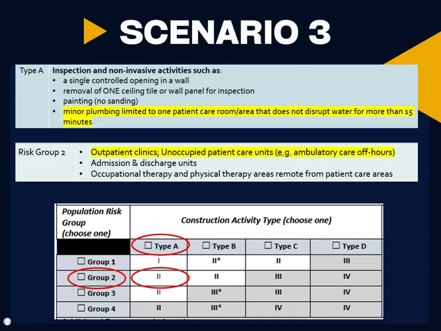This project involves minor plumbing work that interrupts water service to a localized client care area for under 15 minutes, classifying it as a Type A construction activity. Outpatient departments, when accessed after hours, are classified as Population Risk Group 2. Since the construction activity is classified as a Type A and the population risk group is a 2, the project is a designated Preventative Measures 2.